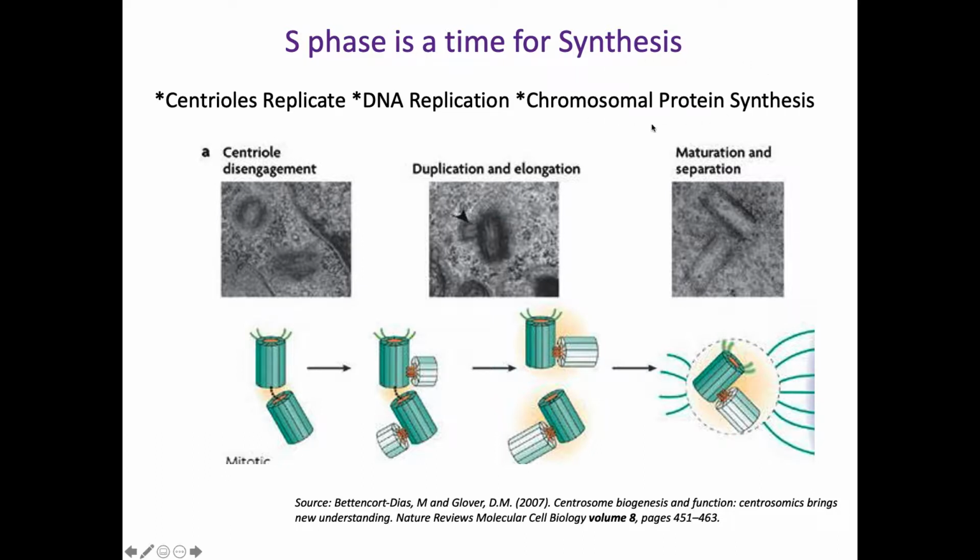The third thing that's happening in terms of synthesis during S phase, as I've already mentioned, will be the translation and the synthesis of proteins which are important to complex with DNA in order to form normal chromatin, which of course will include the histone proteins.